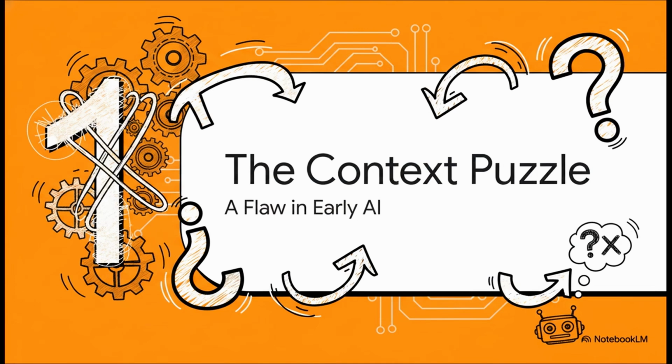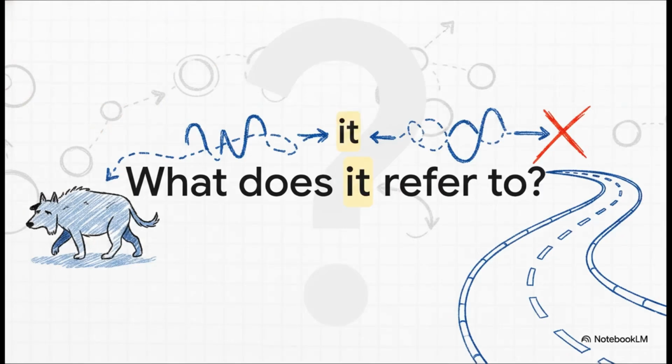To really grasp the solution here, we kind of have to look at a classic grammar puzzle that exposed a pretty fatal flaw in early AI. The animal didn't cross the street because it was too tired. Now, what does the word "it" refer to? Is it the street or the animal?